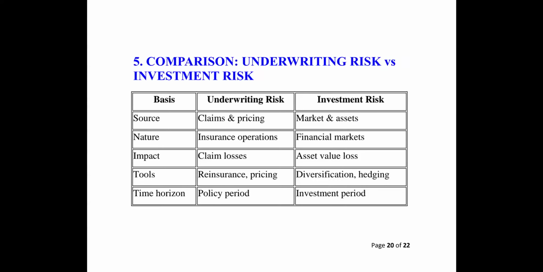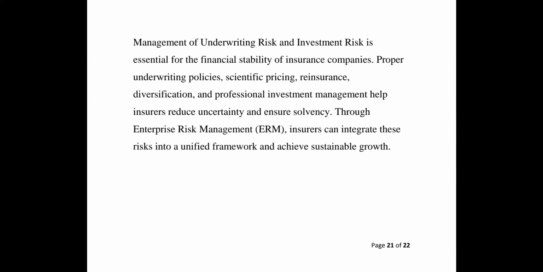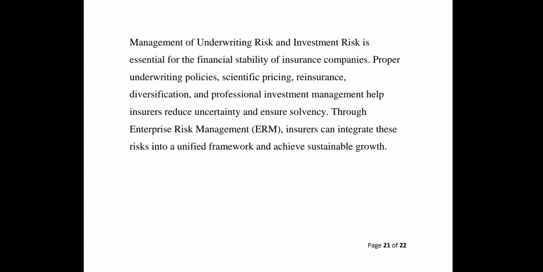Comparison given between underwriting risk and investment risk. Management of underwriting risk and investment risk is essential for the financial stability of insurance companies. Proper underwriting policies, scientific pricing, reinsurance diversification, and professional investment management help reduce uncertainty and ensure solvency. Through enterprise risk management, ERM, insurers can integrate these risks into a unified framework and achieve sustainable growth.